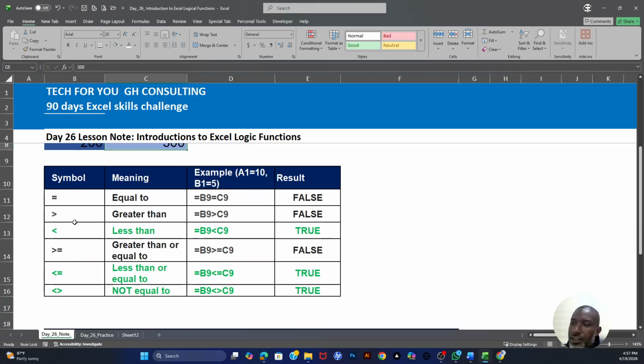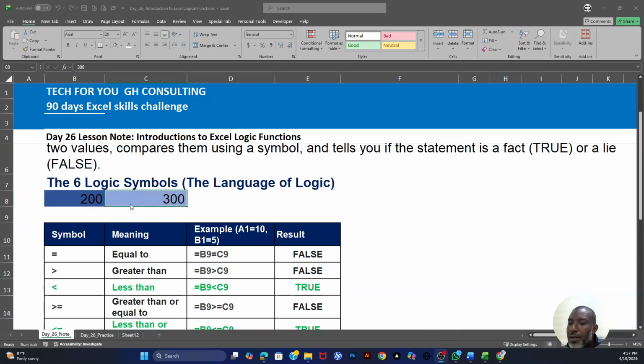Now, the second symbol that we need to pay attention to is the greater than. The greater than symbol also compares two sides and determines whether the value on one side is greater than the value on the other side.